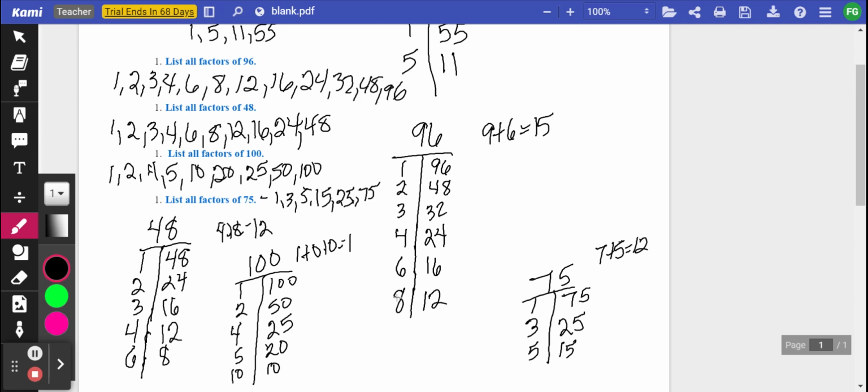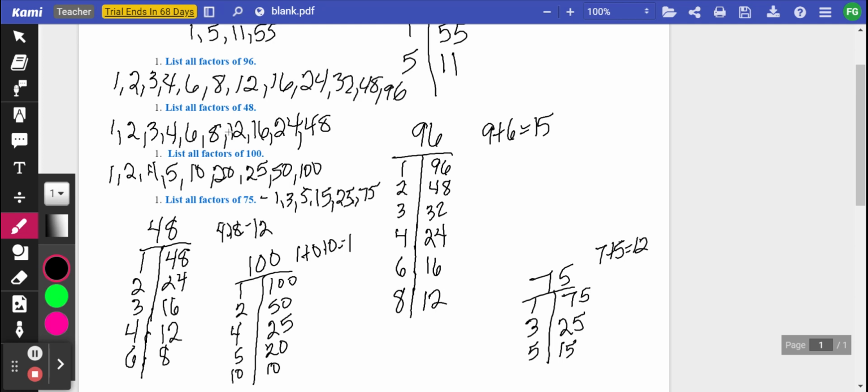Then I would try 9. Well, I can see here that I've got 9 plus 6 is 15, but that is not going to be a multiple of 9. So 9 is not going to be a factor here. 10 cannot be it because it doesn't end in a 0. 11 is not a factor. And then we've already listed 12. So we're done. So these are all of the factors of 96. So they would all get listed like that.